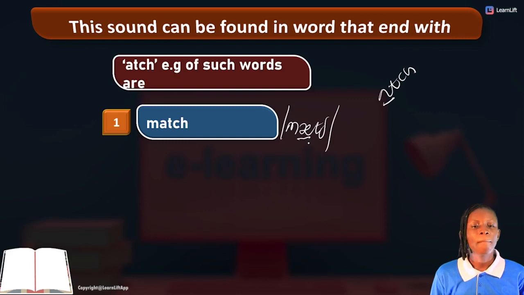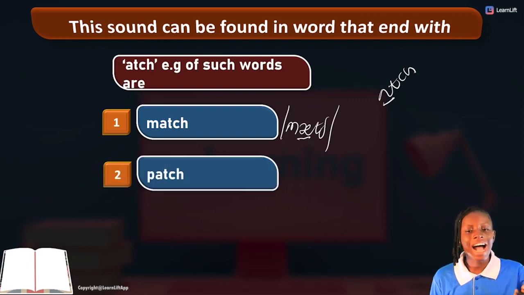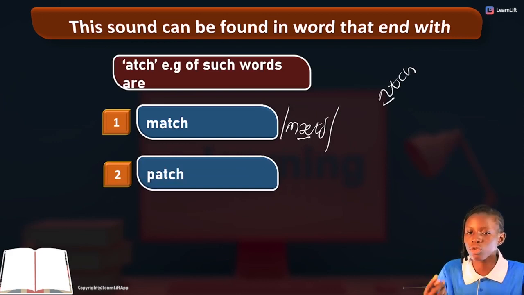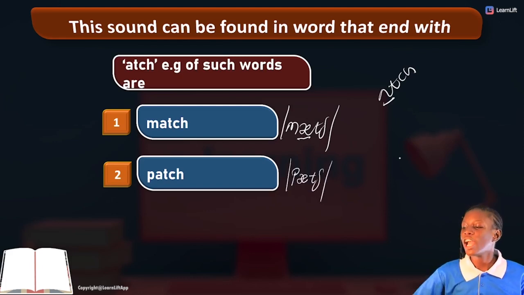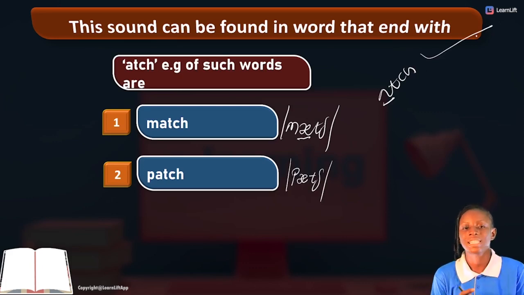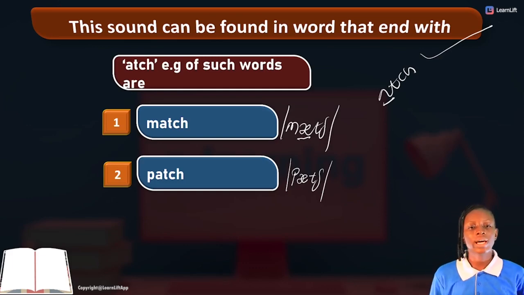Good. Next we have patch. Now let's transcribe our patch together. Our patch is transcribed as patch. So we can say this rule is correct, that actually most words that end with ATCH have the short R sound.